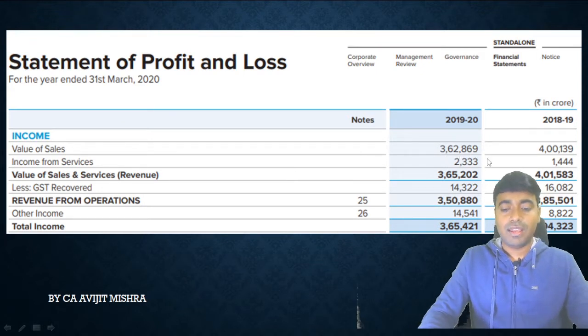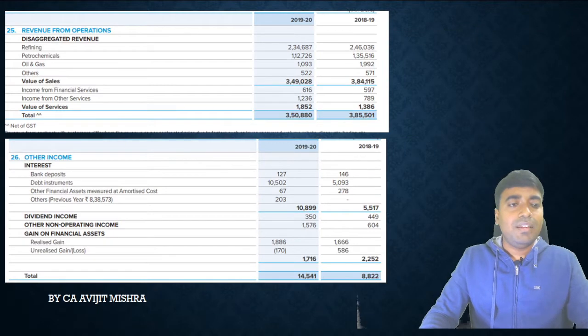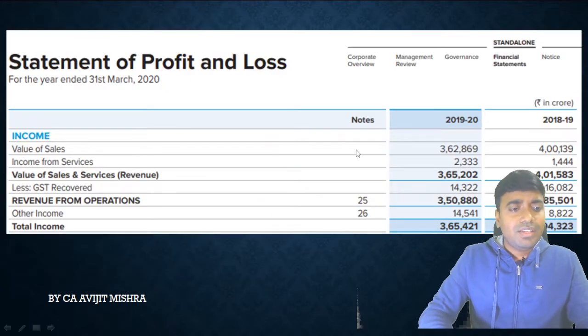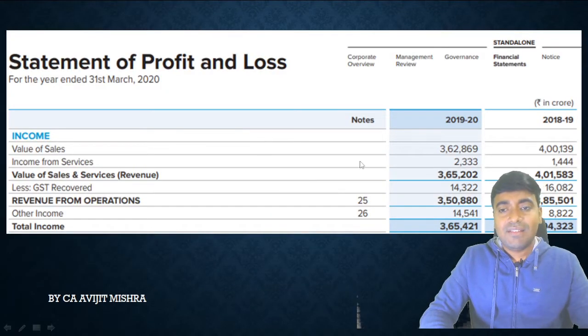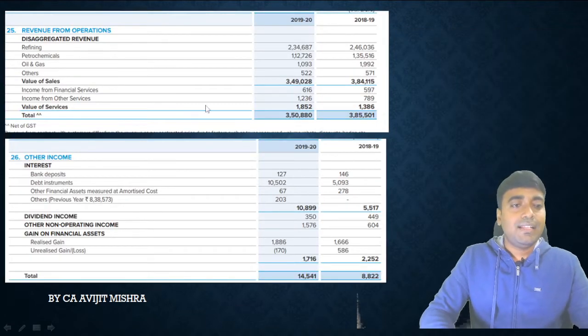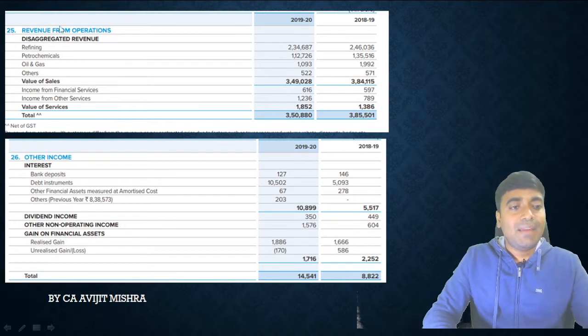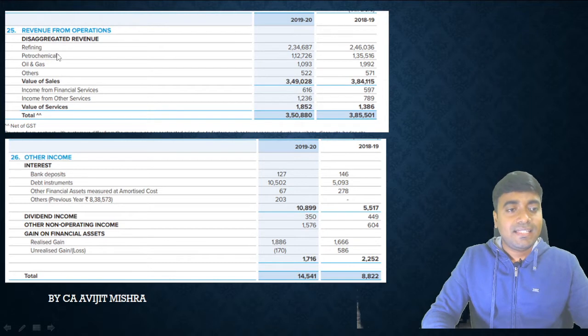362,869 crores. Okay, so let's understand what the different components are that come under the value of sales. If you come here, you can see the value of sales is explained in note number 25. You can see revenue from operations is explained in note number 25. Let's come to note number 25. Here I have taken the screenshot of note number 25, where I am explaining the revenue from operations.